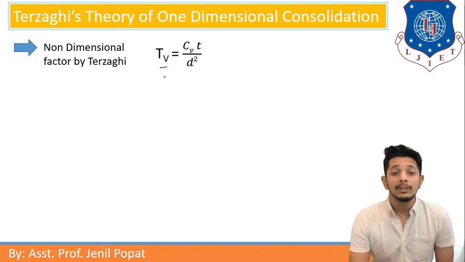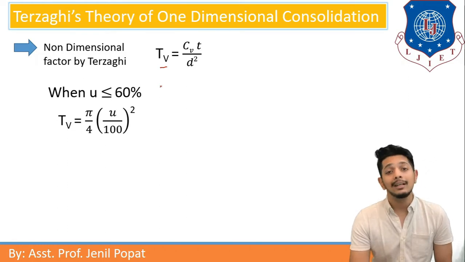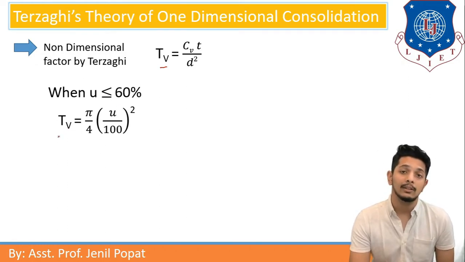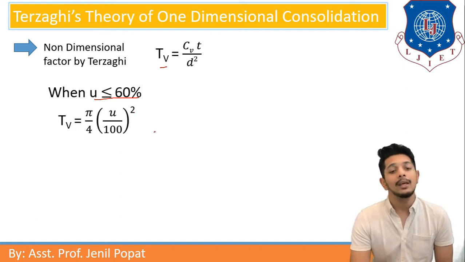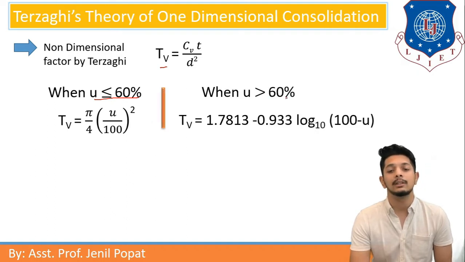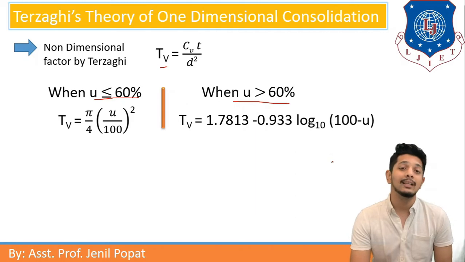In addition to this, Taylor has given a relation between U and Tv, the time factor. U is the degree of consolidation here. Now, if the degree of consolidation is less than 60%, then the Tv formula can be written as an empirical formula: pi by 4 into (U by 100) square. And if U is greater than 60%, we can write Tv is equal to 1.7813 minus 0.933 log base 10 of (100 minus U). So this is how we can find out the degree of consolidation as well as the time factor.